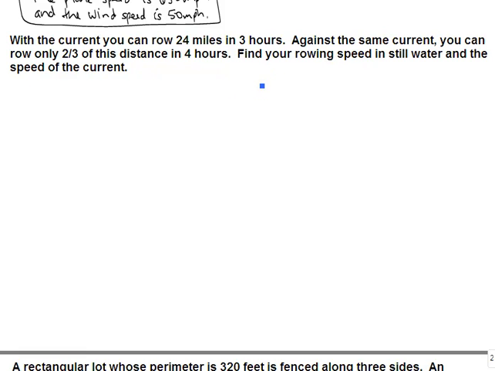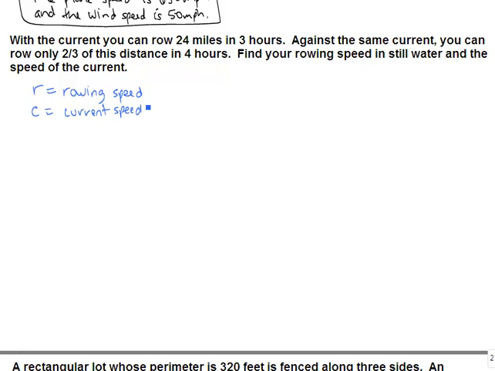So again, that last sentence is telling you exactly the two variables that you need to solve your problem. So I am going to let R represent my rowing speed, and I'm going to let C be my current speed.